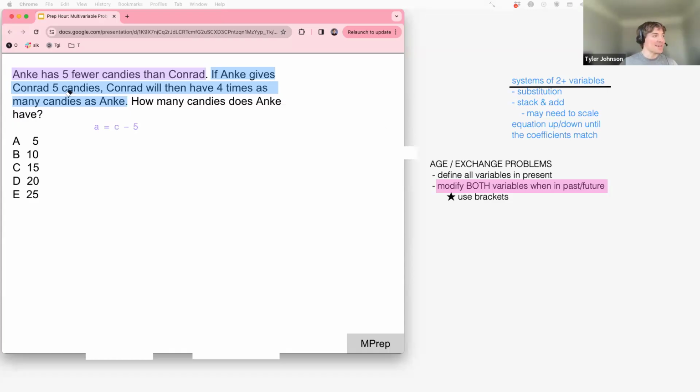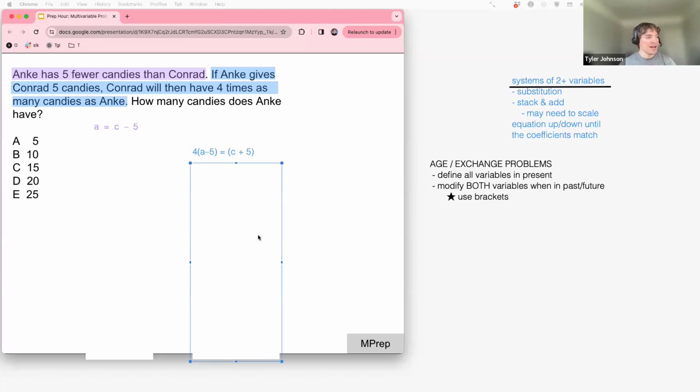First sentence, Anke has 5 fewer candies than Conrad. So A is C minus 5. Second sentence, got to make sure you wrap things in parentheses when they change. So Anke is going to give Conrad 5 candies. So Anke is going to lose 5, Conrad's going to gain 5. And after that happens, the amount Conrad has is 4 times higher than the amount Anke has. So again, Conrad gets a plus 5, Anke gets a minus 5. And Conrad's amount is 4 times greater.